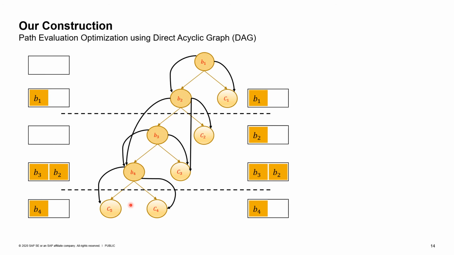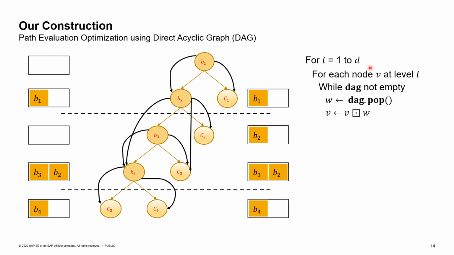Now, in the online protocol, we start from the root to the leaves, and at each level we pop one element and multiply it to the current node in the structure. So here, for example, at the root, the dependency list is empty. At this level, we have B1, so we can multiply this one with this one and this one with this one. At this level, this dependency list is empty, so there's nothing to do. We have here B2, so we can multiply the result here with this one.